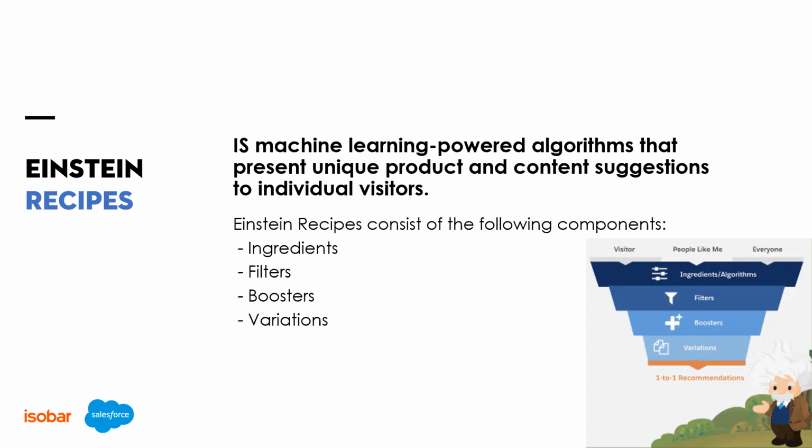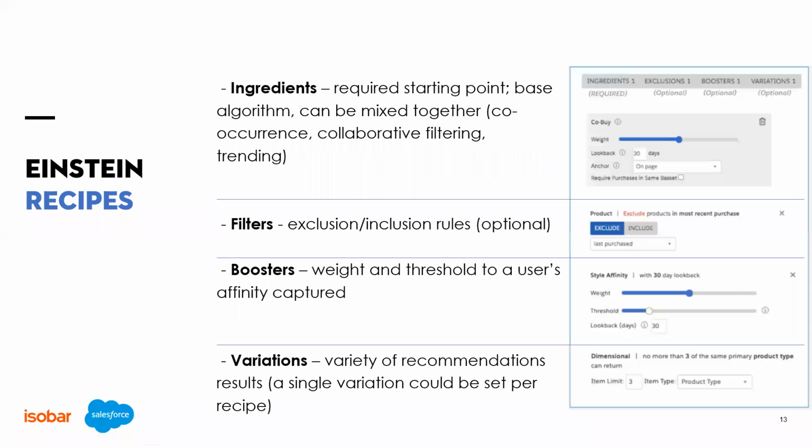Each Einstein recipe could consist of the following components. The required one is the ingredient. All others are optional, but every recipe could contain ingredients, filters, boosters, and variations. Here on the left side, you can see that with a specification of ingredients, then filters, then boosters and variations, you reach a truly one-to-one recommendation of some product or content.